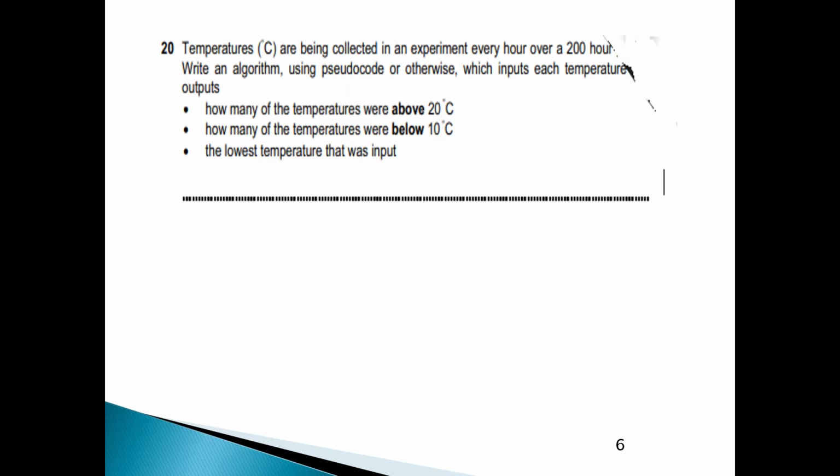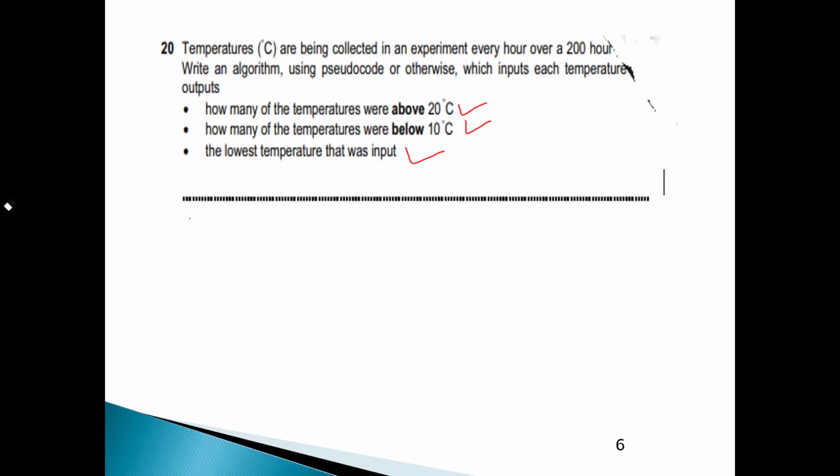Right. I read it. Okay. Now let me know how many variables are there. Yes, Umar, how many variables are there? Three. Okay, which one? The temperature above 20, the below 10, and the lowest. Okay. And what about the loop?